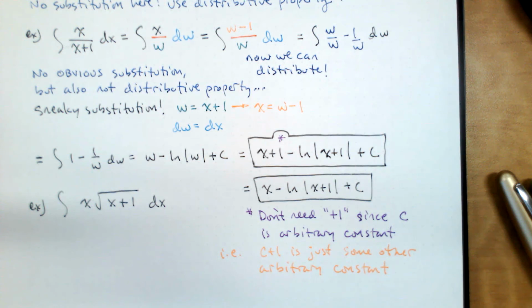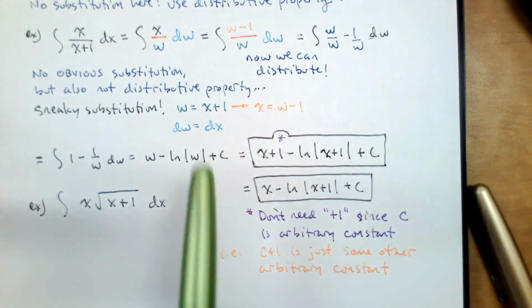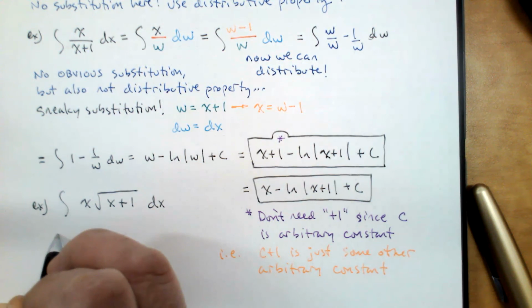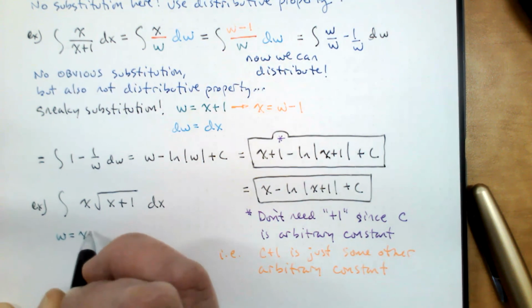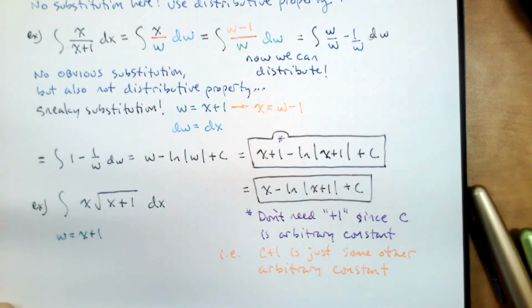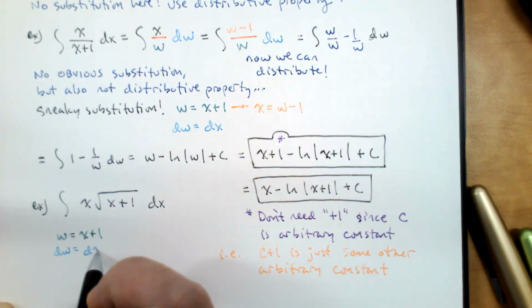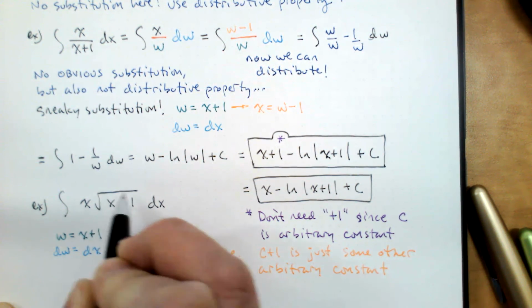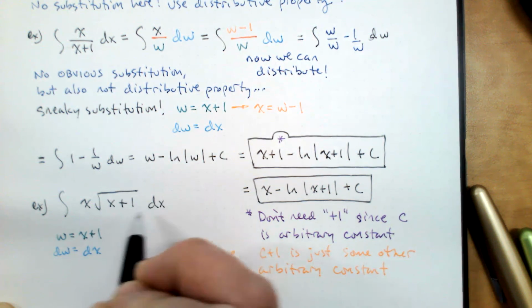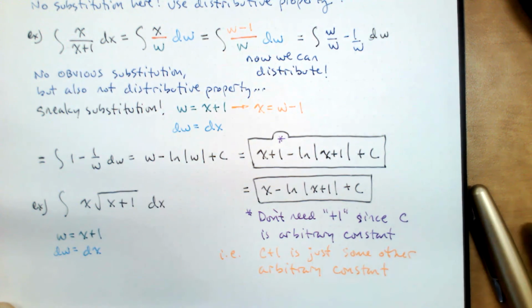I would rather that just said w to the 1/2 power. And I can get there by making the same substitution that we did before. w is equal to x plus 1. That means dw is equal to dx. That takes care of this x plus 1 inside the radical. That takes care of the dx, but this x is still hanging out.